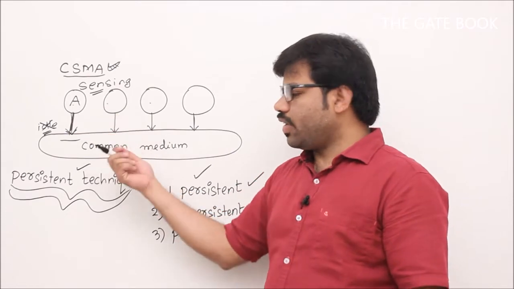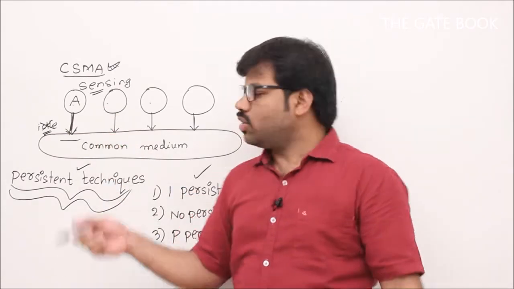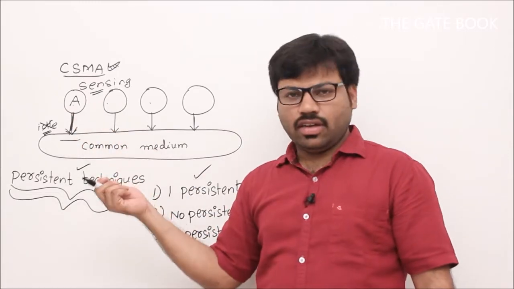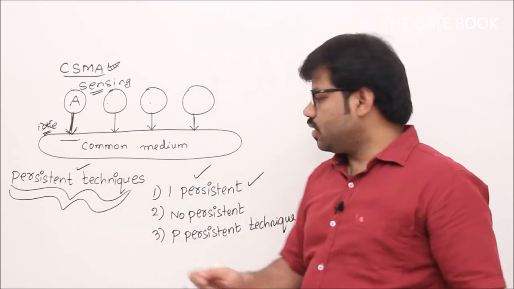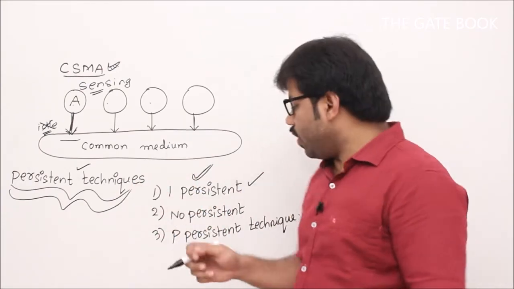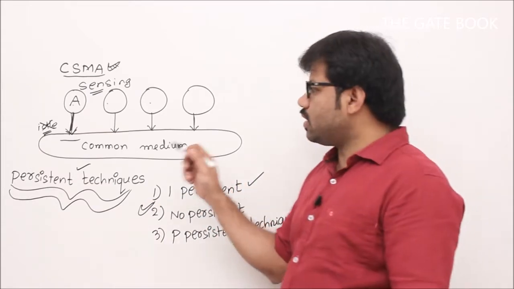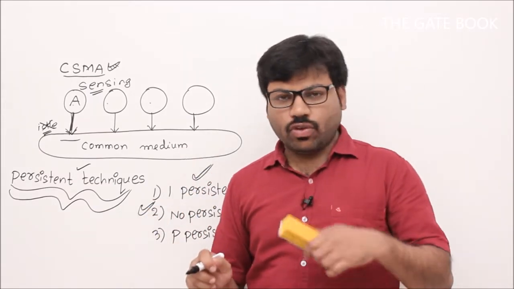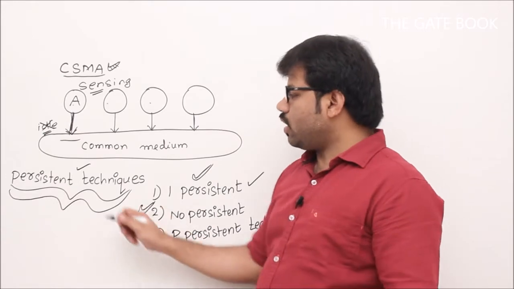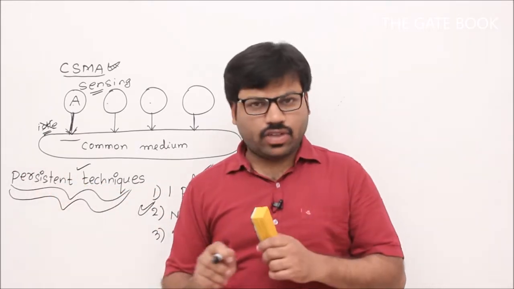After some time your channel will definitely become free, correct? So immediately your station will send the data. This is called the one persistent technique, which we have already seen. The second one is the other alternative, the no persistent technique. To understand it, first you should understand the problem with the one persistent technique, its drawback, which we will see.